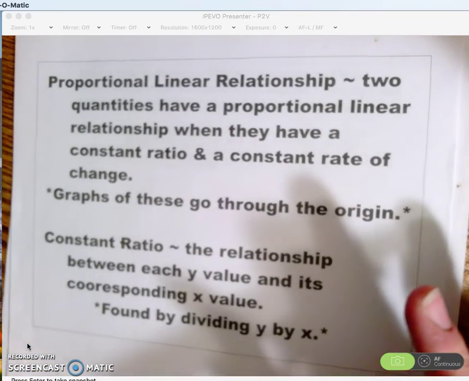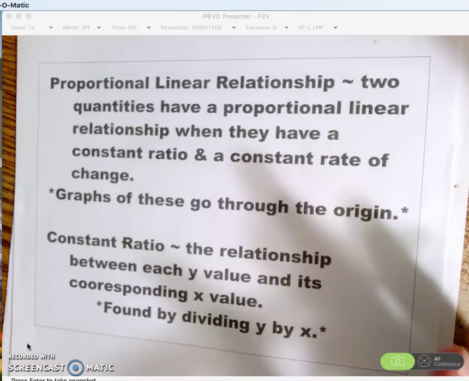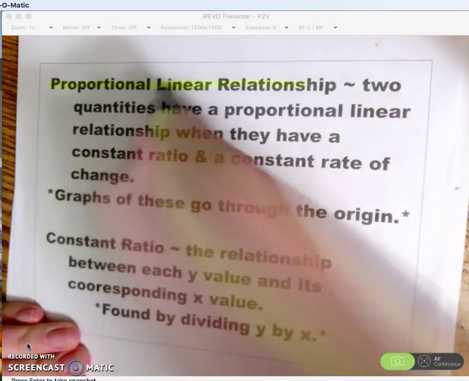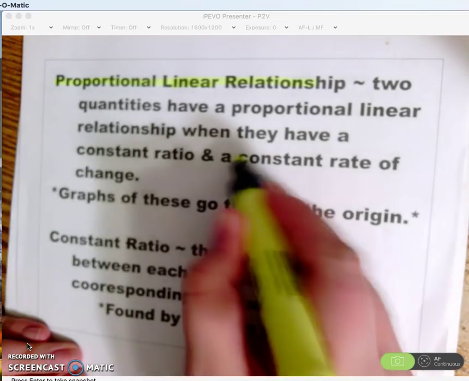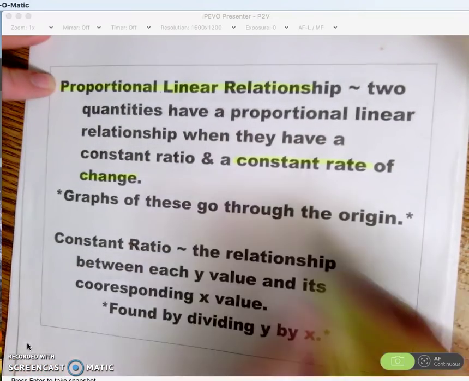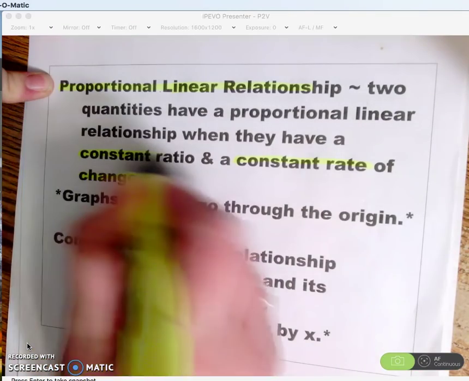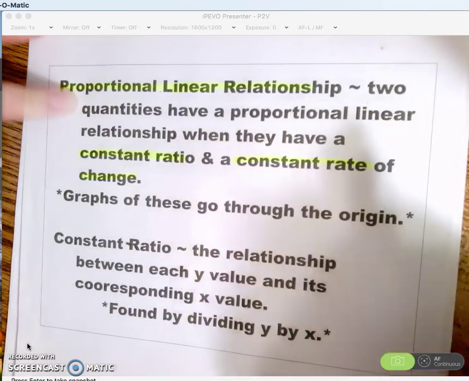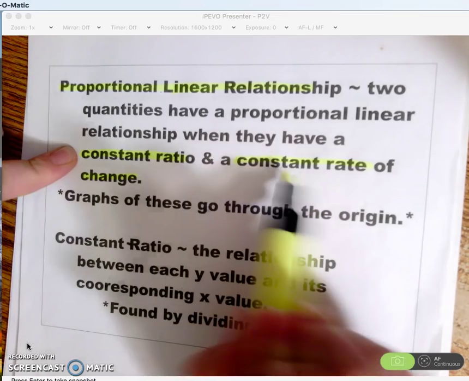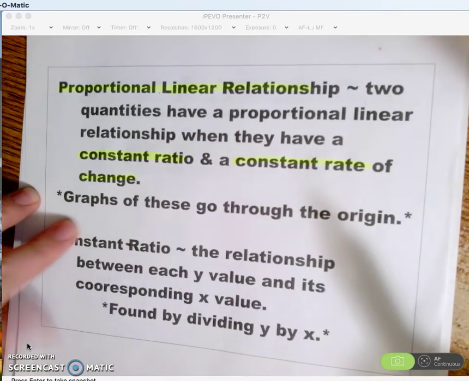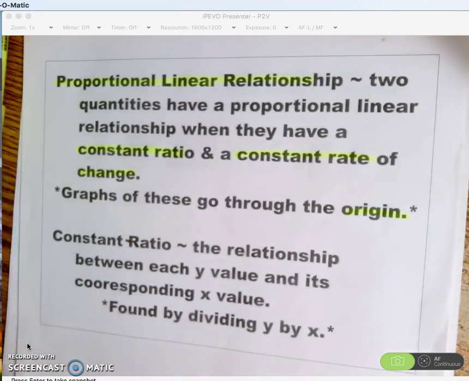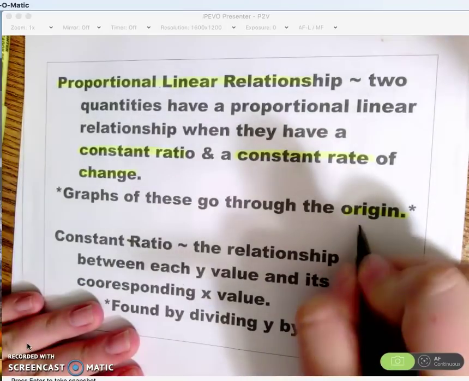So first we have to define a few things. A proportional linear relationship. First of all, it's going to be a line, so that means we're going to have that constant rate of change. But then the proportional part of it is going to be a constant ratio. So when two quantities have a proportional linear relationship, when they have a constant ratio and a constant rate of change, these graphs go through the origin. The origin is going to be that point (0, 0).